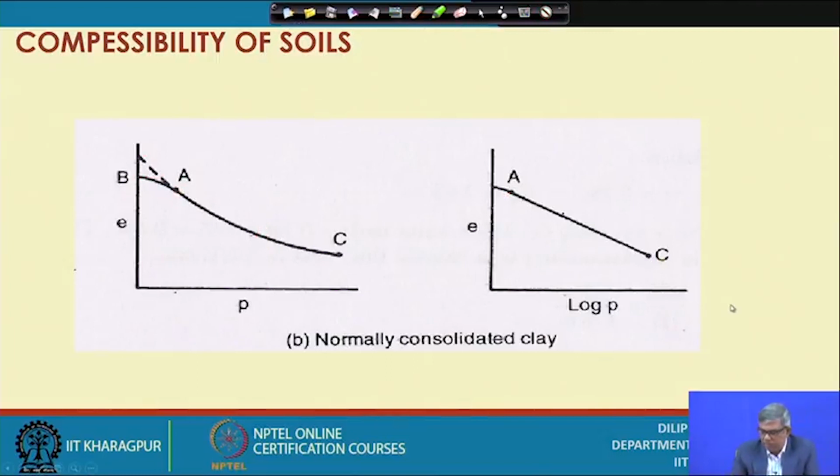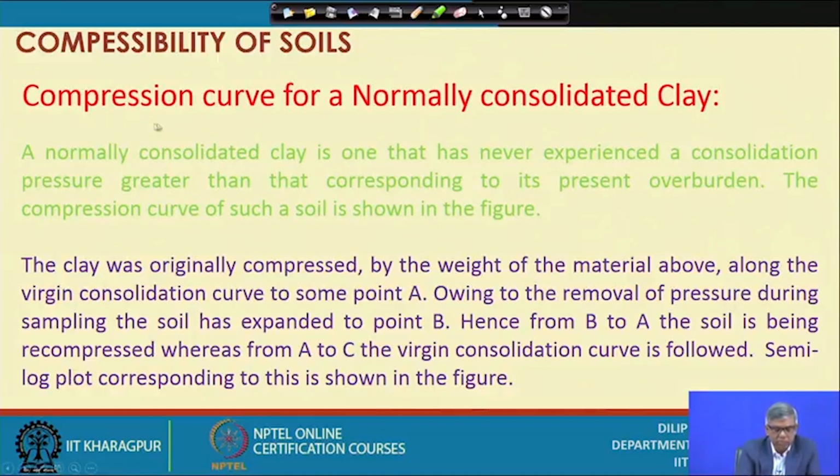So, this is once again explained here. The compression curve for a normally consolidated clay: I have already defined, perhaps during the shear strength chapter, what is normally consolidated and over consolidated, because I mentioned that the behavior will change because of this. If it is a normally consolidated soil, the behavior is something, and over consolidated soil behavior is different from that. So, now I am repeating, and I will explain why it is different.